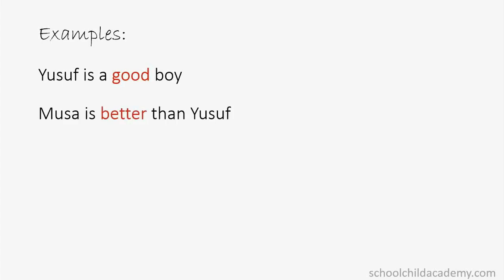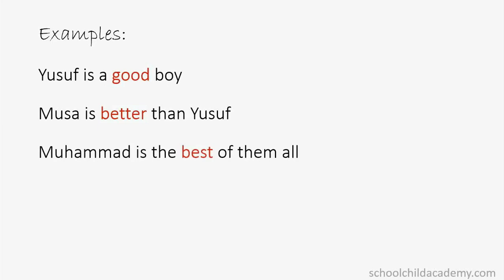Examples: Yusuf is a good boy. Musa is better than Yusuf. Muhammad is the best of them all. Here we used good to describe Yusuf alone. We used better to compare Musa to Yusuf, and we used the best to compare Muhammad to the rest of the boys.